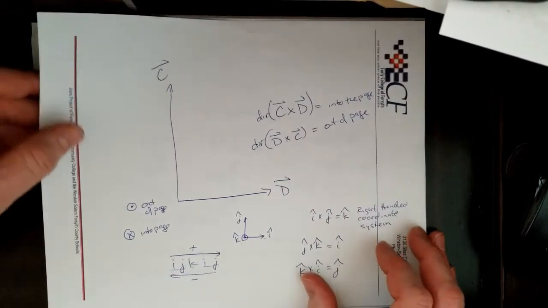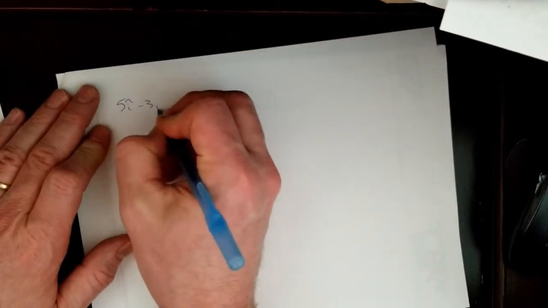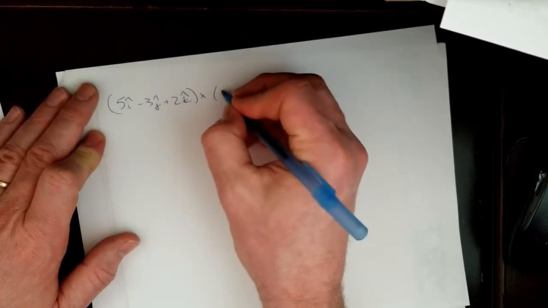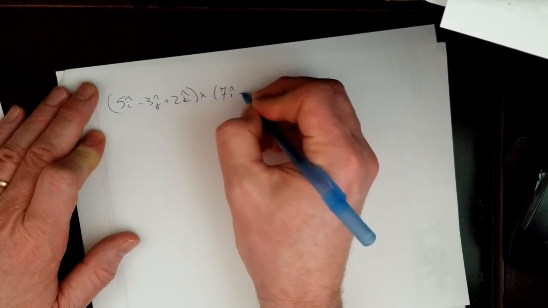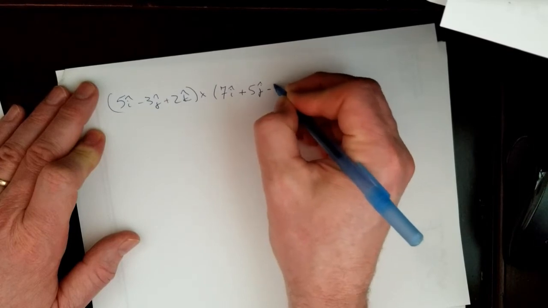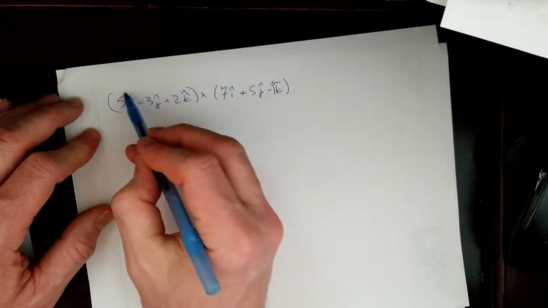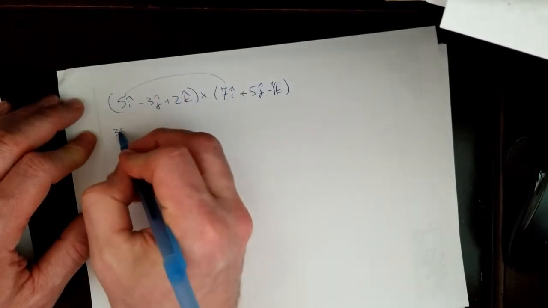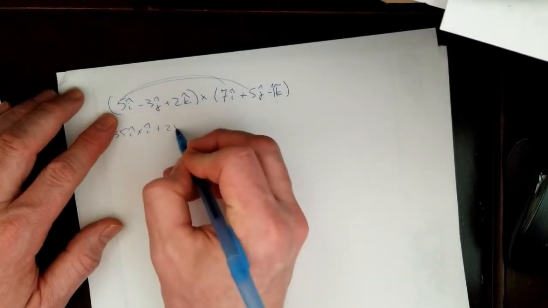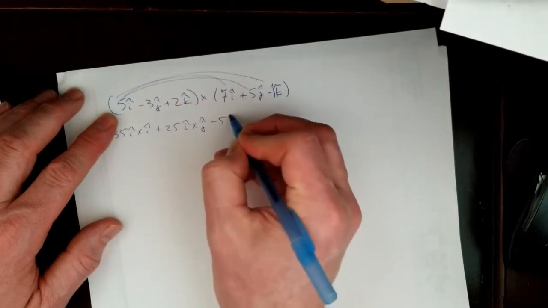So now we can do an actual cross product here. If I have 5i minus 3j plus 2k cross 7i plus 5j minus 1k, I can do this by distributive property. So that's 35 i cross i, plus 25 i cross j, minus 5 i cross k.